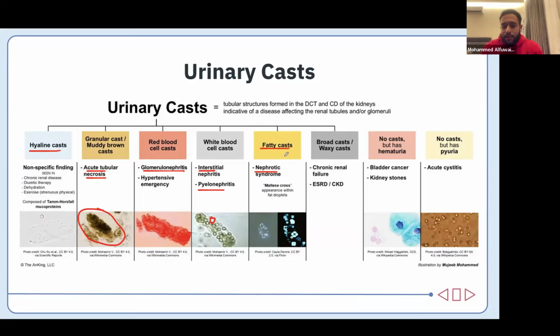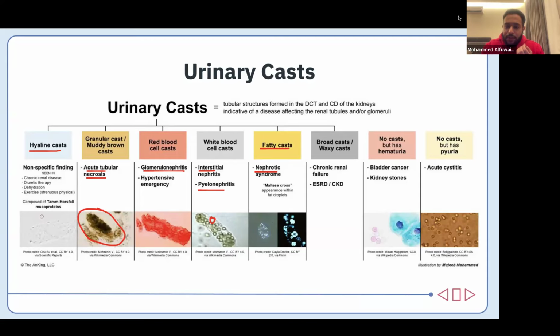So it will appear as these Maltese cross deposits in the urine itself. Why do you see lipids or fatty casts in nephrotic syndrome? Because, again, you have loss of charge, loss of the filtration barrier. This will allow lipids to go into the tubules. Simple. Then we have waxy casts or the broad casts. Again, it's not specific and don't worry about it.